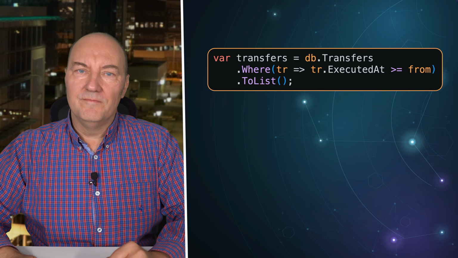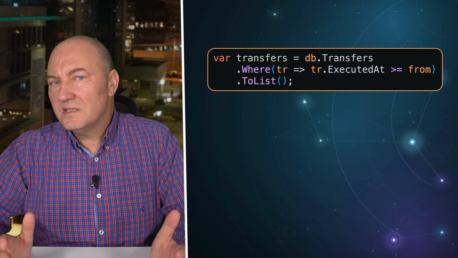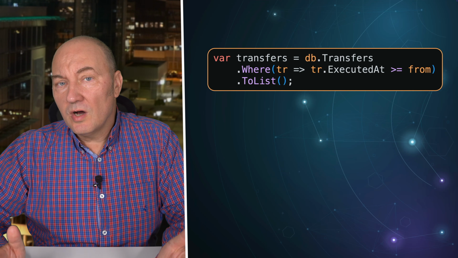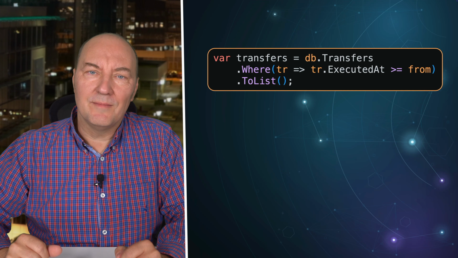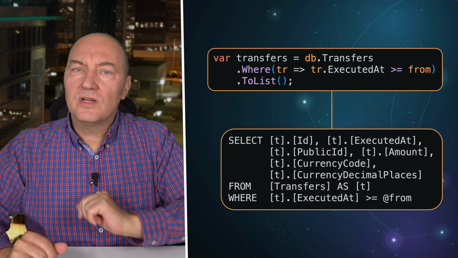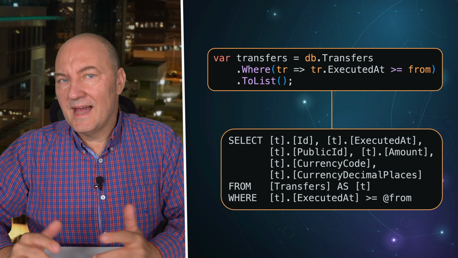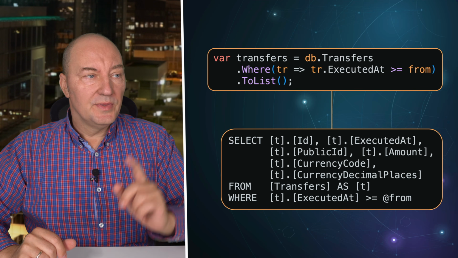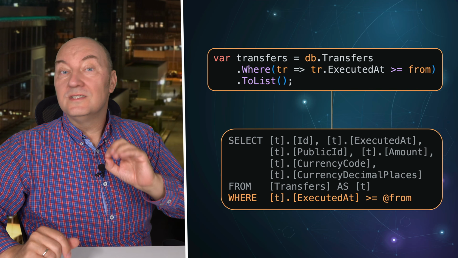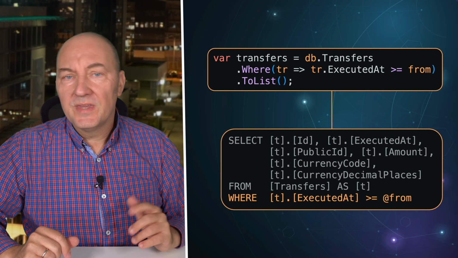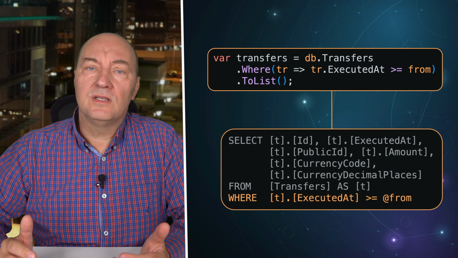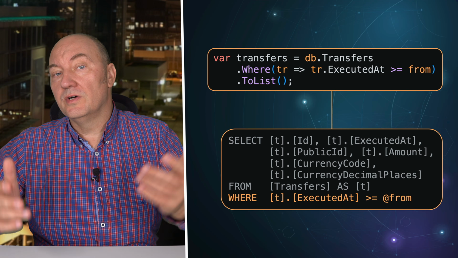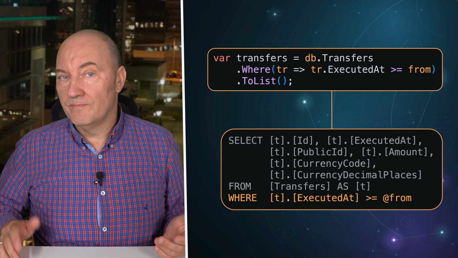Here is the riddle for you. What you see here is a LINQ expression sitting somewhere in code, obviously filtering transfers by their execution time. And here is the corresponding SQL query executed on the database. The where clause looks the same as in LINQ. The query only retains rows with the executed at field greater or equal to the parameter value.